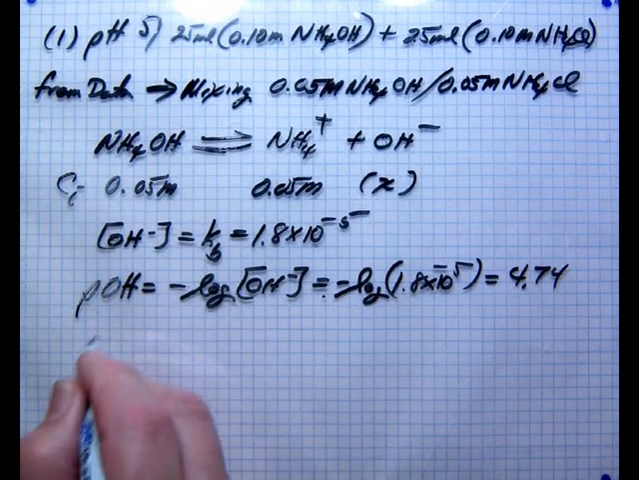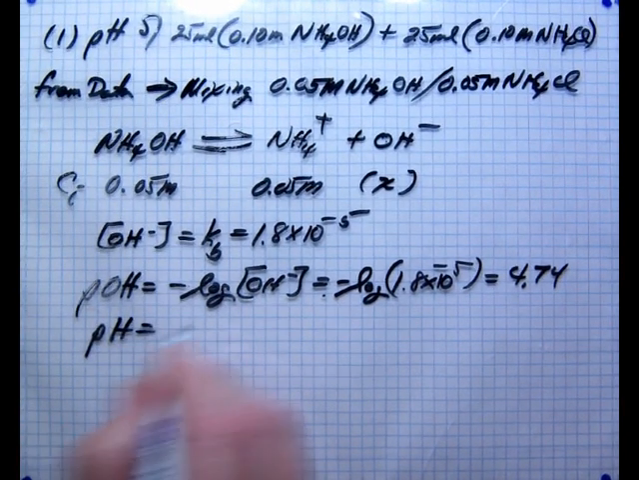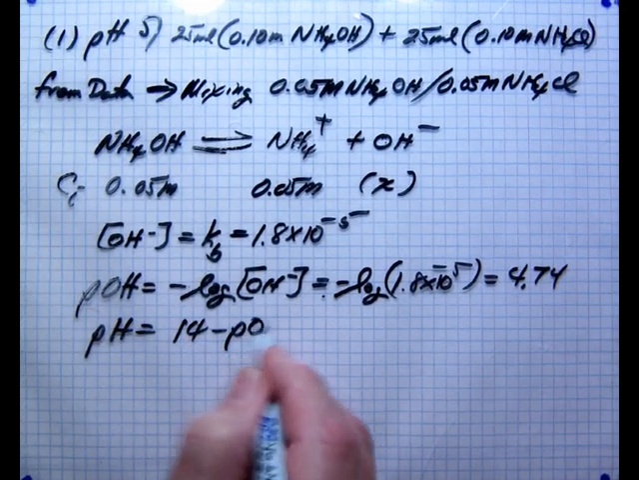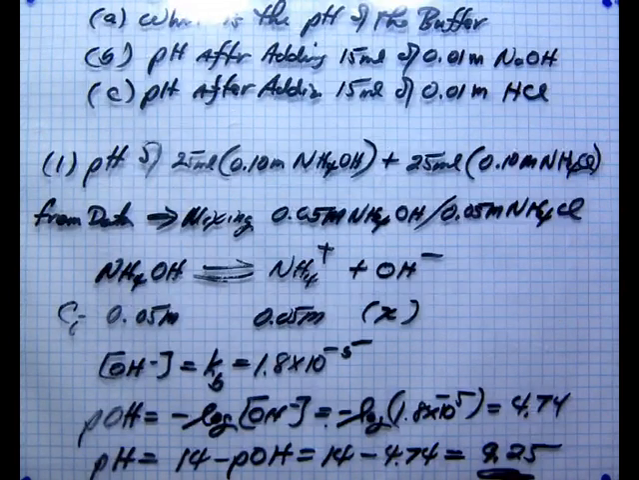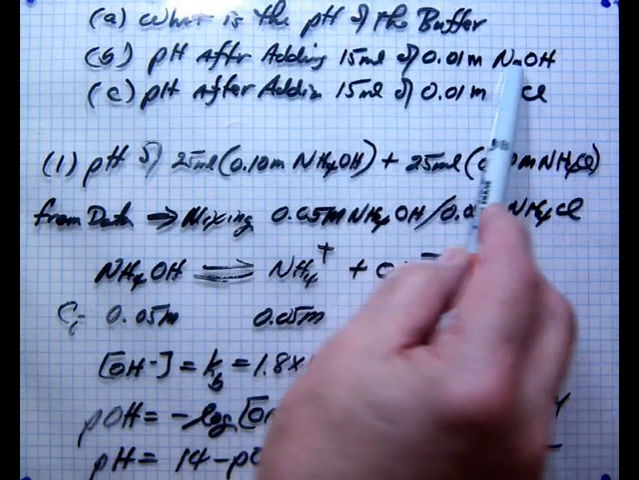The pH now is 14 minus pOH, which gives you a 9.25 for the buffer mixed in. Okay. Yeah. 15 milliliters of the sodium hydroxide in the first case.